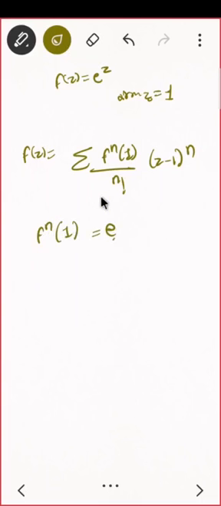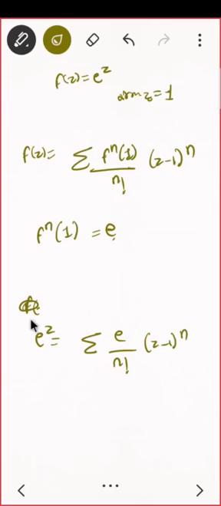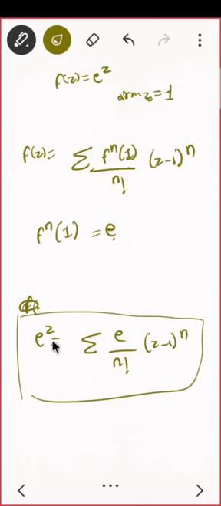So you just put it in this and you will have f of z, that is e raised to z, equal to the summation of e upon n factorial multiplied by z minus 1 raised to n. That's it. This is what you are having, where now mod z minus 1 is less than infinity. Correct? So accordingly we can do, there are so many things.